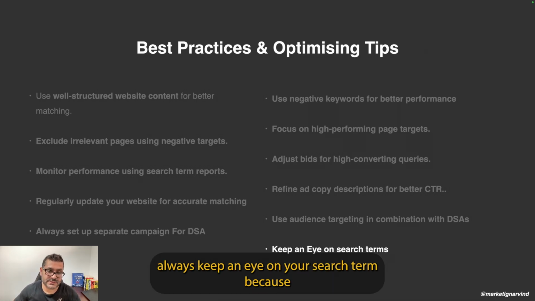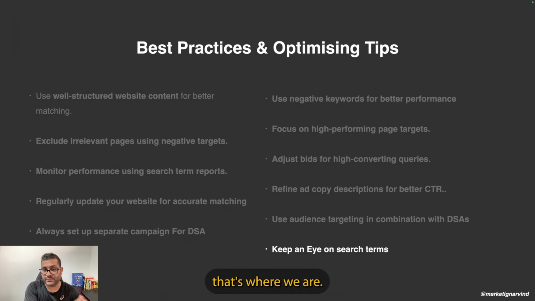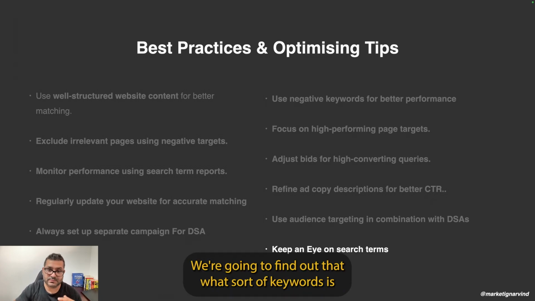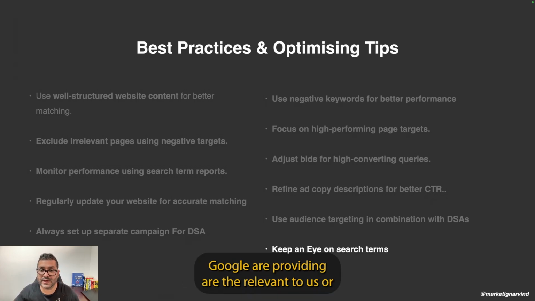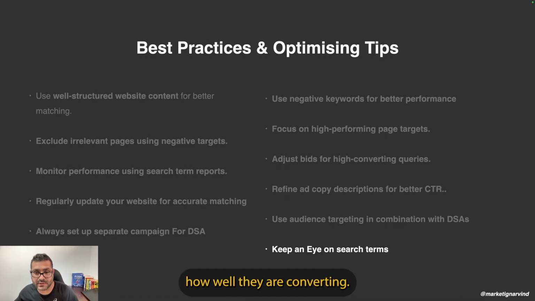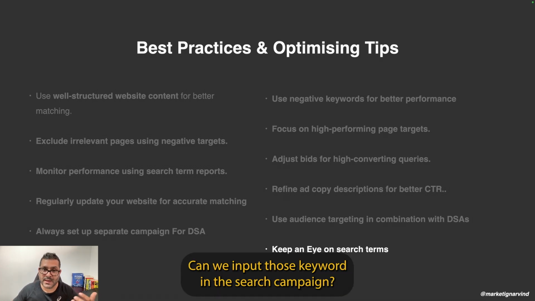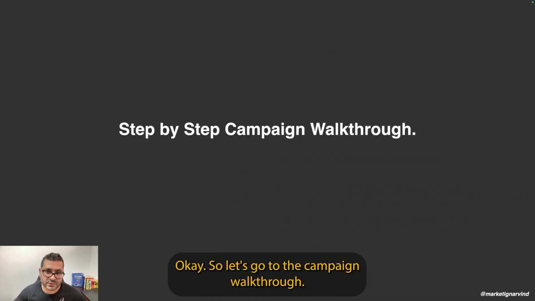Okay, and the last thing when we are optimizing the DSA is to always keep an eye on your search terms, because that's where we're going to find out what sort of keywords Google is providing, are they relevant to us, how well they are converting, and can we input those keywords in our search campaign. Okay, so let's go to the campaign walkthrough.